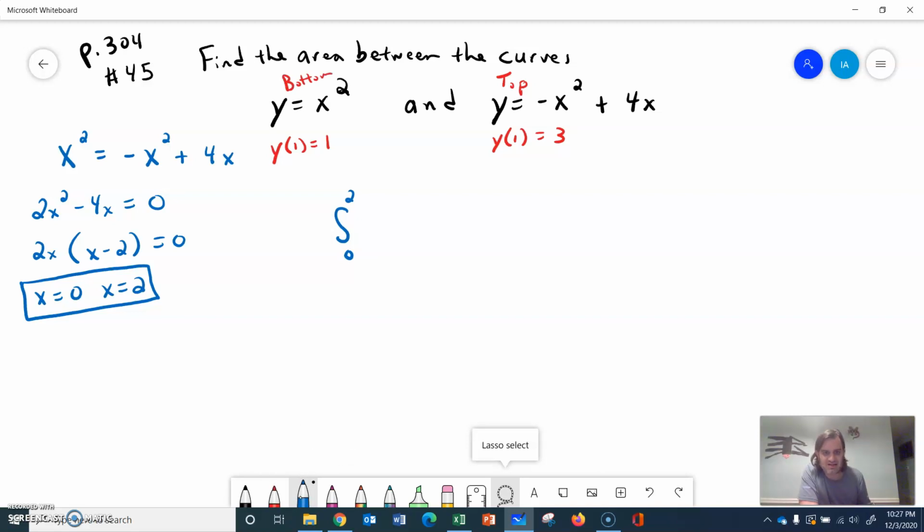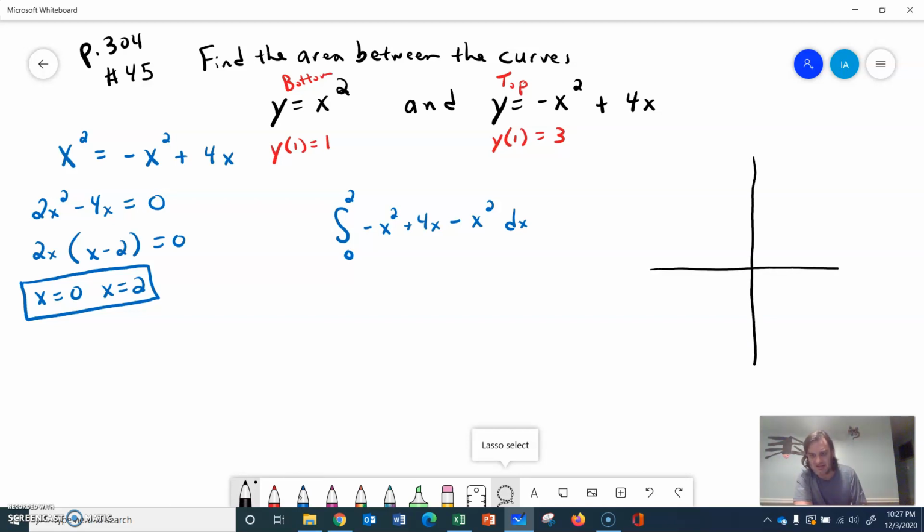So when I write my integration function to find the area, it'll be from 0 to 2 of negative x squared plus 4x. Okay, that's the top one. Minus the x squared for the bottom one, dx. Let me go ahead and graph this to see what it looks like the best I can.